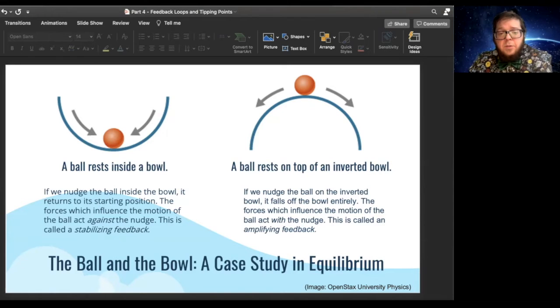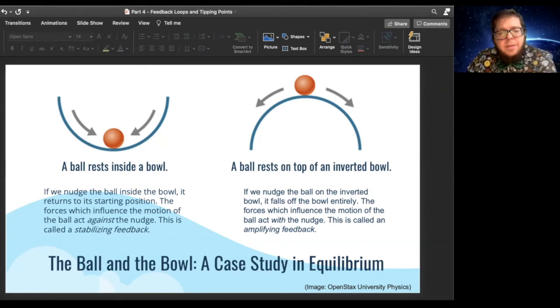And I'm going to introduce some other vocabulary in a minute. But if I turn the ball upside down, and I'm very, very careful about this, I can rest the ball on top of the inverted bowl. And here it's not so stable. If I give the ball a nudge, gravity instead takes the ball very far away from where it was before.